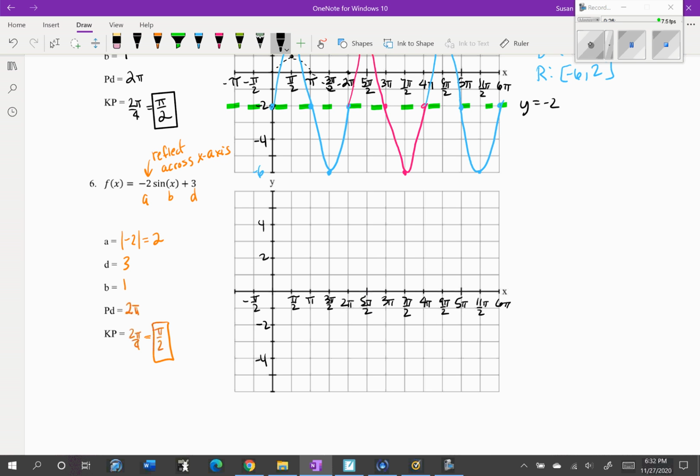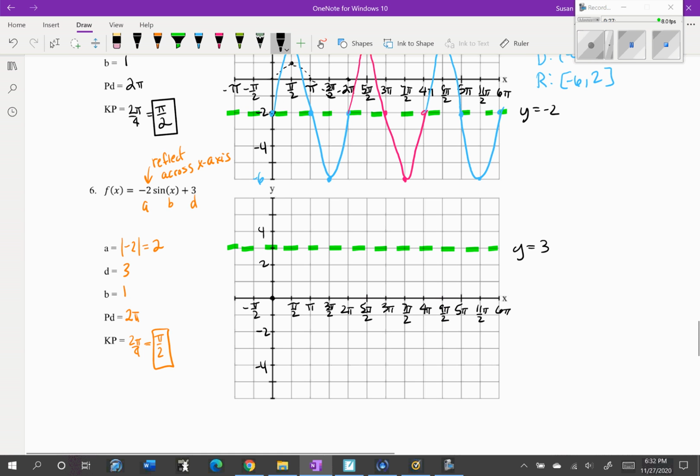And so my midline has now moved to +3. So y equals 3. I'm going to graph my parent graph. So 0, because it's sine, starts at 0, then at pi over 2 goes to 1, 0, -1, 0. So this is my parent graph. So that negative means instead of going up first, if we were reflecting it, that actually means that our graph would go down first this way. So that's how we're going to change it.